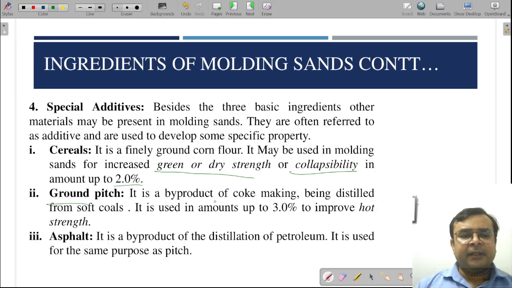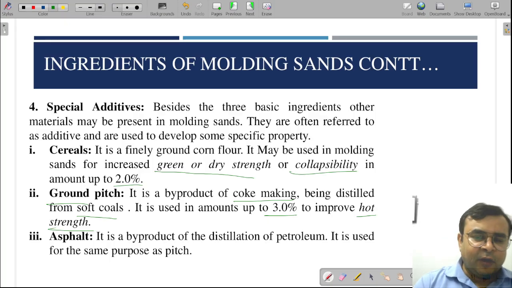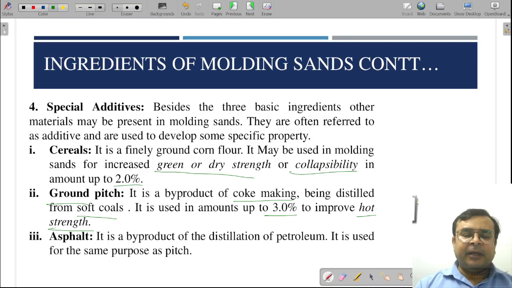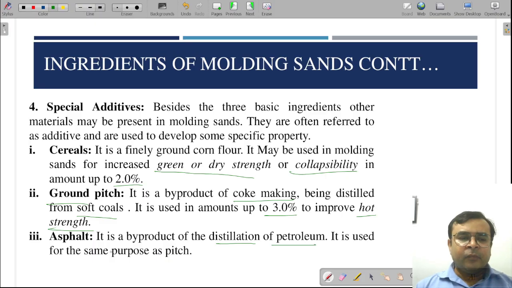Ground pitch is a product of coke making, which is distilled from soft coal, and it is used in an amount of 3% to improve hot strength. Hot strength means the sand should have enough strength to retain its properties at elevated temperature. Asphalt may also be used. It is a byproduct of the distillation of petroleum, and its purpose is like pitch.